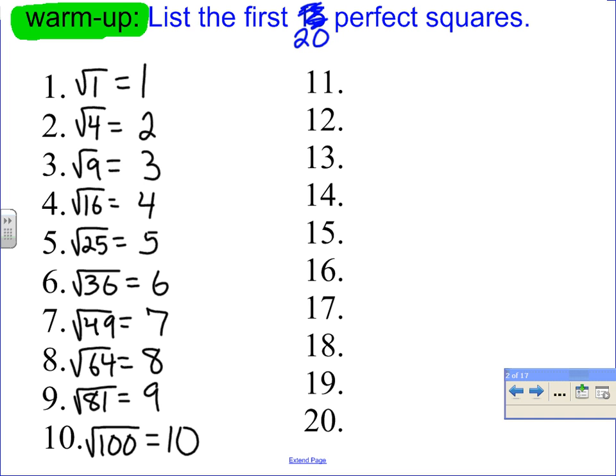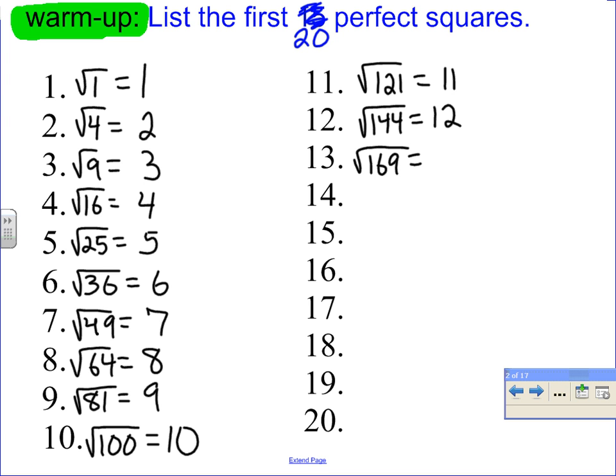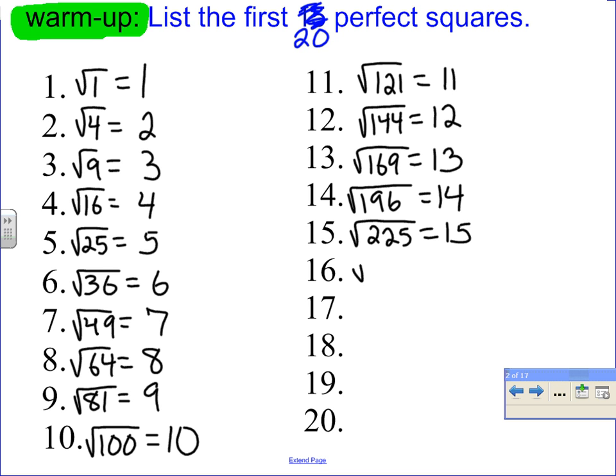Let me pause for a second to make sure that you're with me. Again, remember, when you take the square root of something and get a nice number, that's a perfect square. Okay, let's do 11 through 20. Square root of 121 is 11. Square root of 144 is 12. Square root of 169 is 13. Square root of 196 is 14. Square root of 225 is 15.